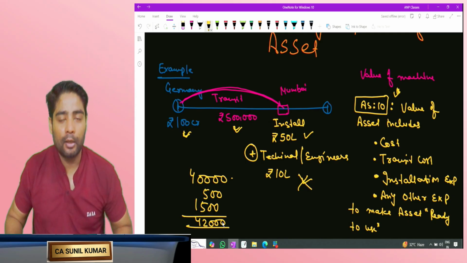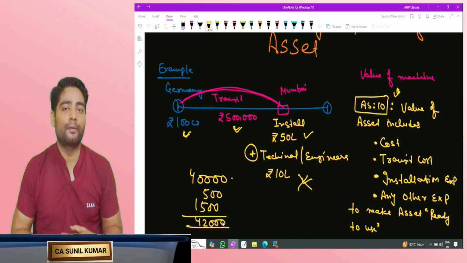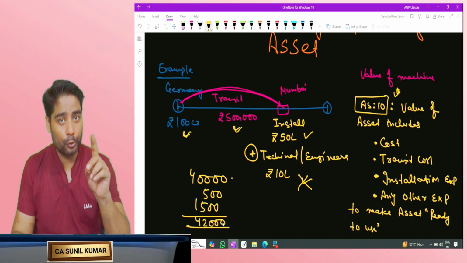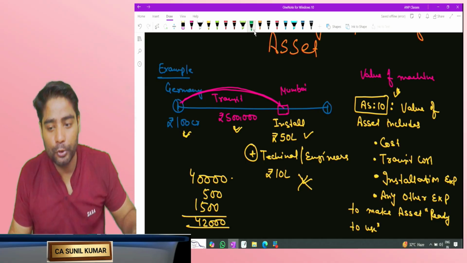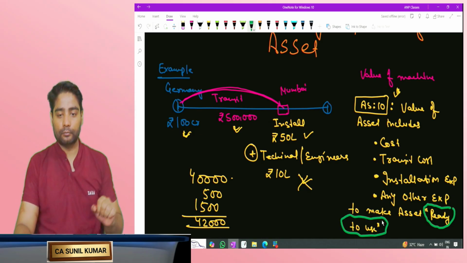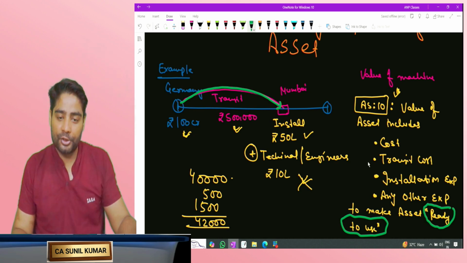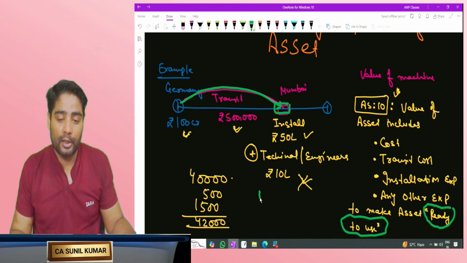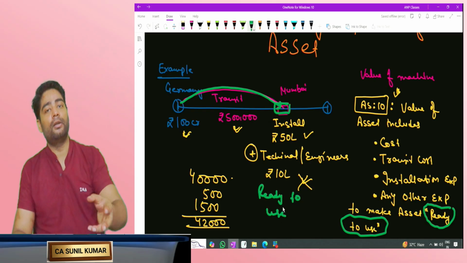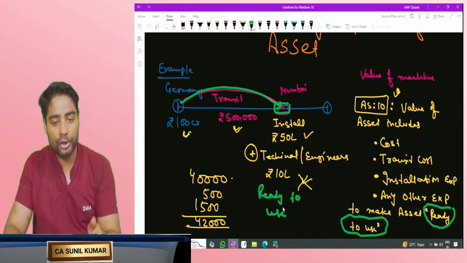Accounting Standard 10 says collect all of the expenses and add all of the expenses to the cost of the asset till the asset is ready to use. The main point here is ready to use. So when I purchase the machine, till it gets ready to use, all the expenses on that machine will be added to the cost of the machine, and the total amount will be my original cost.